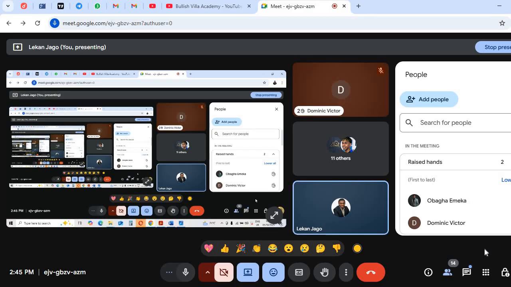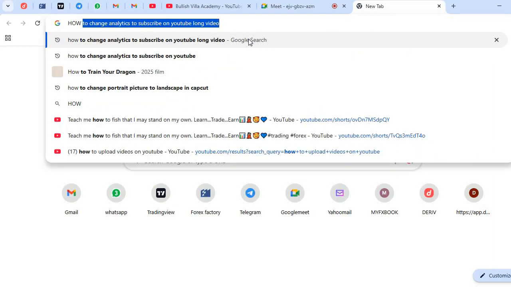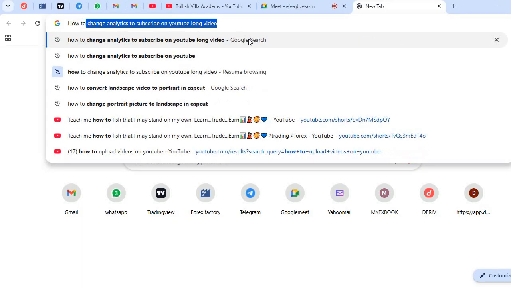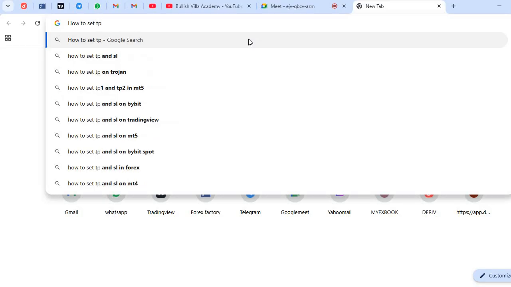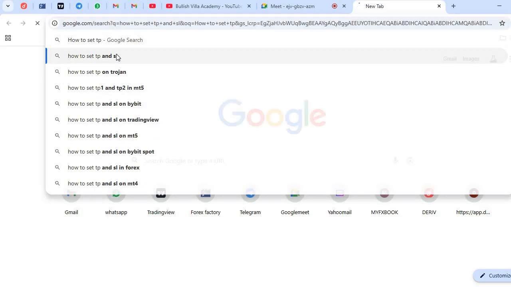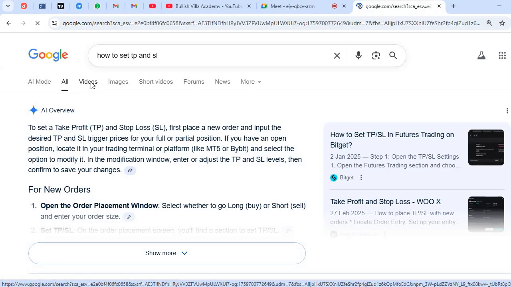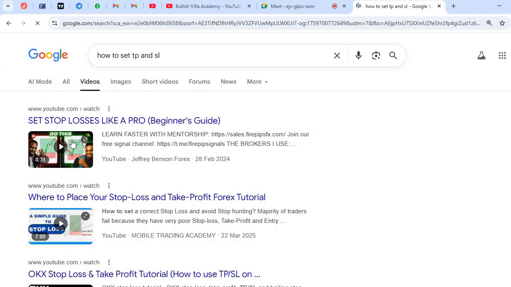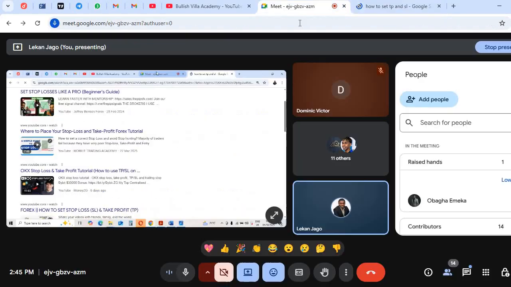You just go on Google and check. Let me even do that here now, because it's going to take time for me to do that for you people. How to set TP and SL. Can you see? So I've clicked it now, you can see what it brought. You can just come to video on Google, just type it on your Google, then you can see how to set it. Jeffrey Benson has even done a video on it. There are different people that have done videos, so you can click on any one of them and just watch it. Just follow the steps.